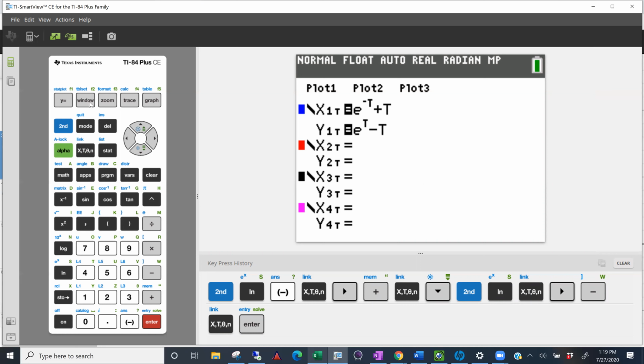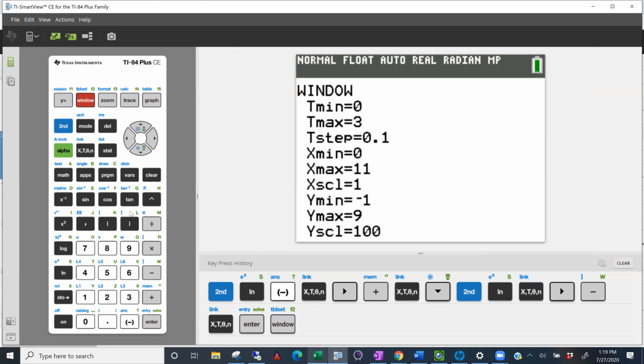Let's set up the window. The window this time, I want to go from t was -2, so that's my t min, to t max of 2. I keep t step as 0.1. That's probably going to be a reasonable place to keep things. And when I get a chance, I'll try and show you what changing that will do.